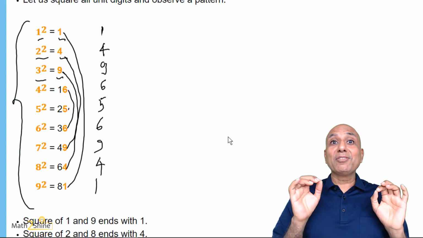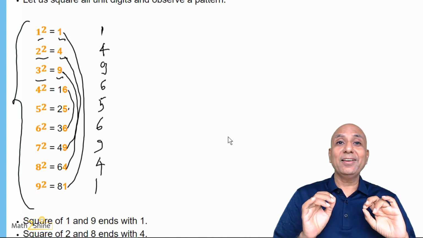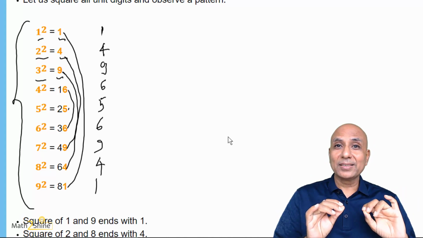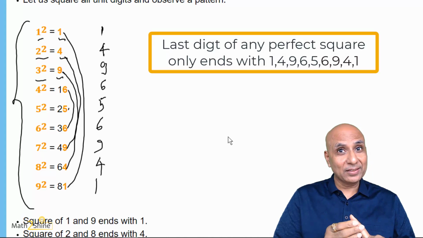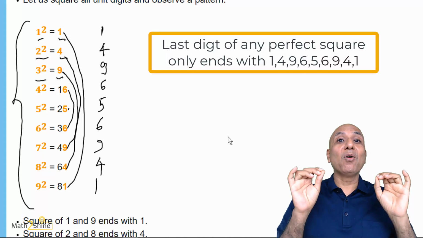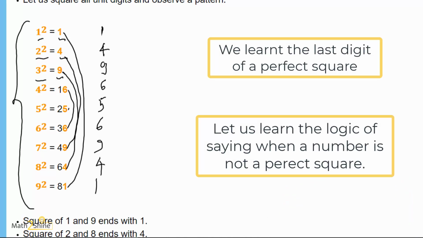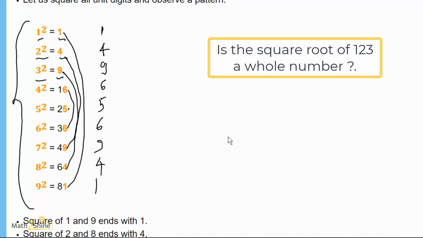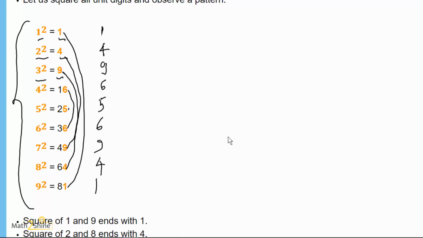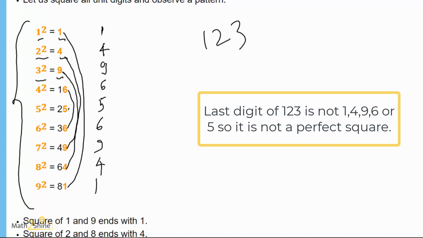There is another wonderful pattern. Any whole number square always ends with only these numbers. So if I say what is the square root of, say for example, 123, I can straight away say it cannot be a whole number, because the last digit of 123 does not fall in any of these numbers.